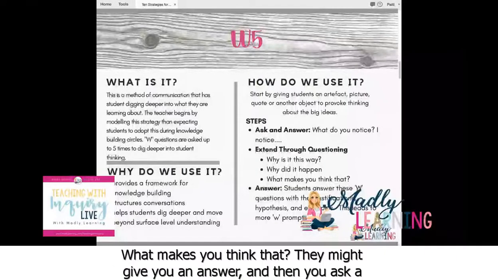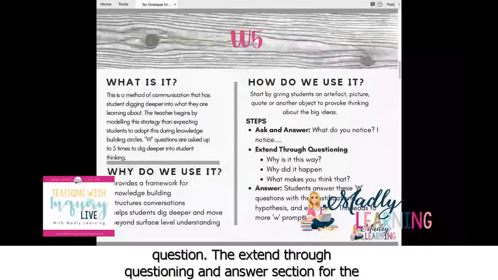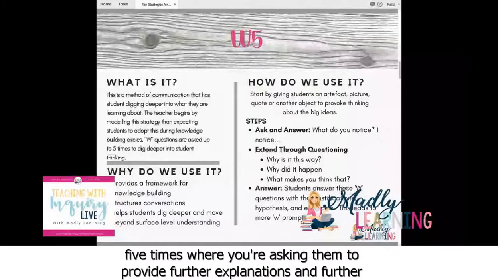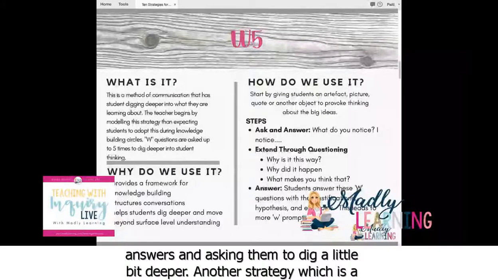So they might give you an answer, and then you ask a question. So the extend through questioning and answer section for the W5 strategy kind of goes back and forth, where you're doing this about 3 to 5 times, asking them to provide further explanations and further answers and asking them to dig a little bit deeper.